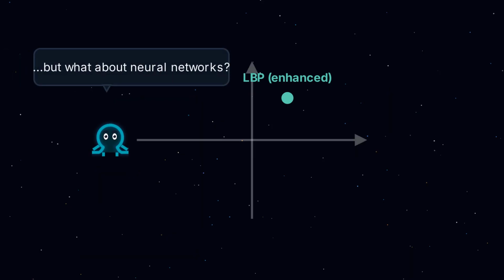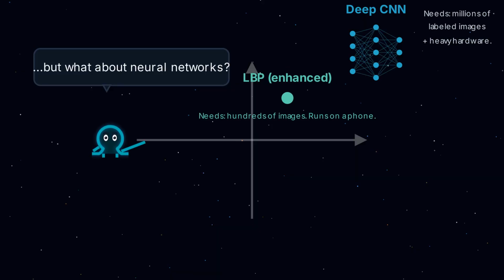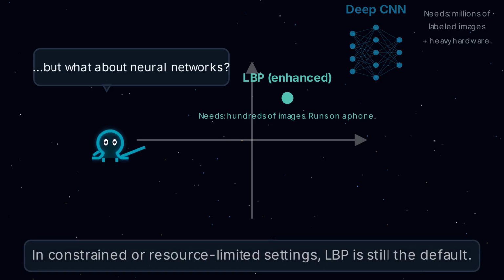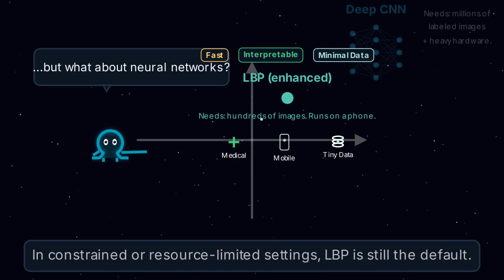Granted, deep convolutional neural networks now eclipse LBP in accuracy on massive benchmarks. If you have millions of labeled images and a GPU cluster, use a CNN. But in resource-limited scenarios, embedded medical cameras, mobile systems, or domains with tiny datasets, LBP remains the default. It is fast, interpretable, and requires minimal data. These ideas are very much alive in production systems today.